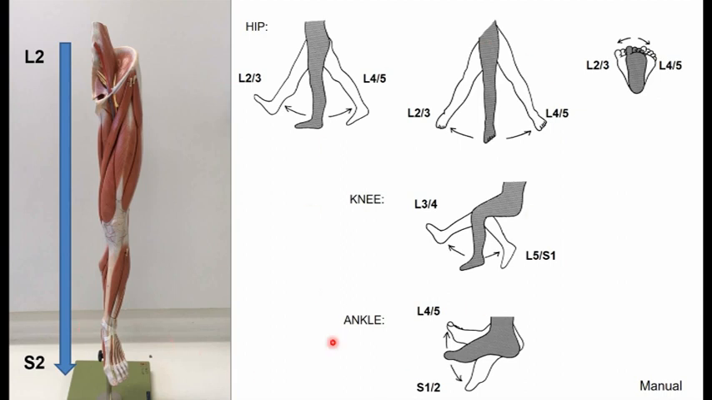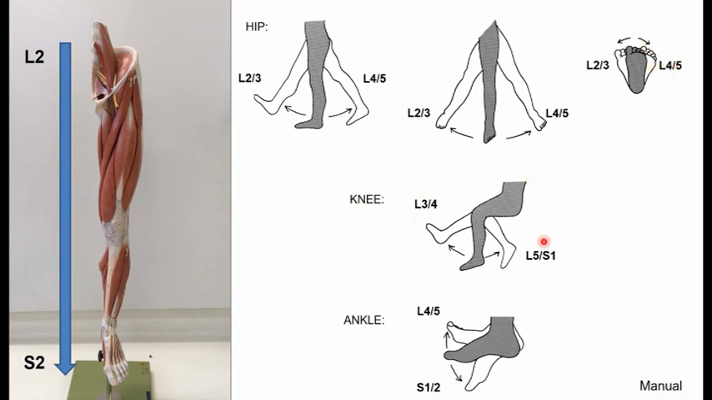This here is the diagram that we use to demonstrate the myotomes. It tells us the muscle group by showing us the particular action of that muscle group. For example, the diagram up here is telling us that the hip flexors, so hip flexion, hip adductors and the hip internal rotators are all innervated by the L2 and L3 spinal levels, whilst the hip extensors, abductors and external rotators are innervated by L4 and 5 spinal levels.